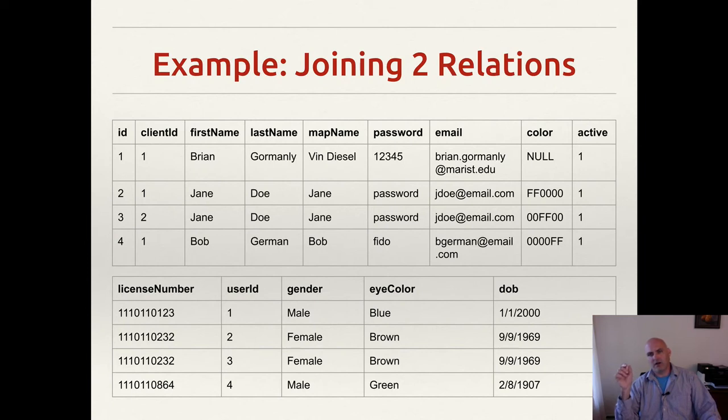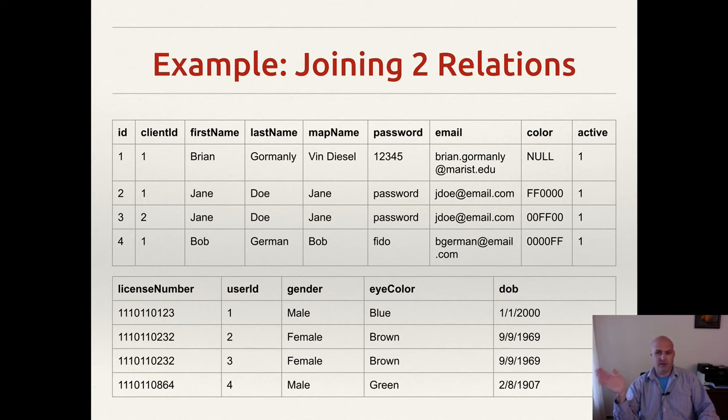The color is just what color that dot is. If you have all these people on the map at the same time, it helps if they all have their own color. Mine is null, which is interesting. That would probably break something. Jane is red, and Jane's other client account is green, and Bob is blue, right?